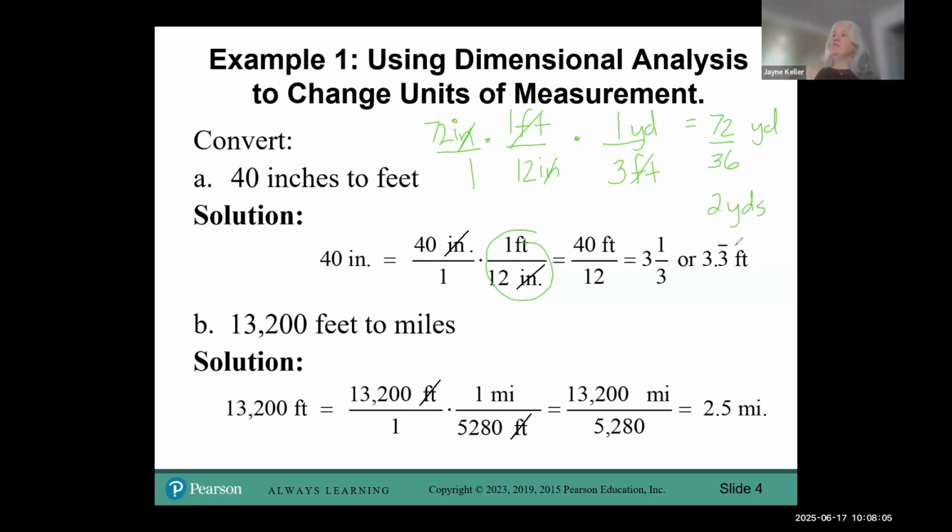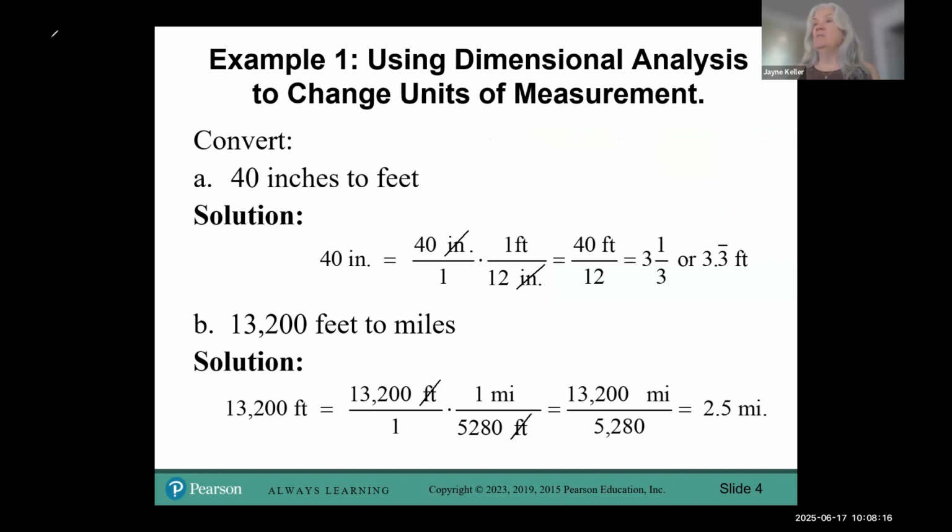So we can combine as many of these as we need to in order to get to the end result that we're interested in. So for simple problems, we're only using 1 unit multiplier. And then for more complex problems, we might need to use 2, 3, or more.